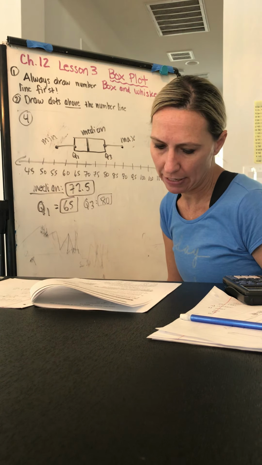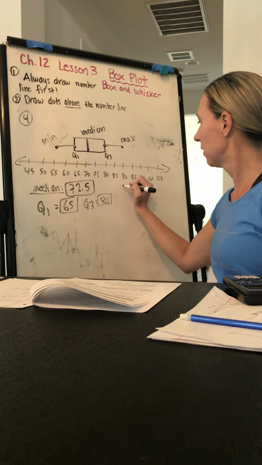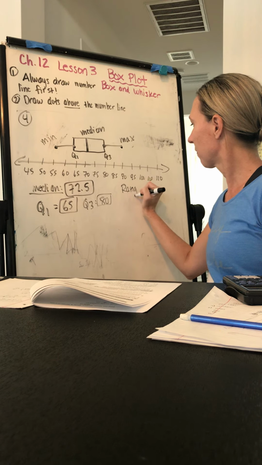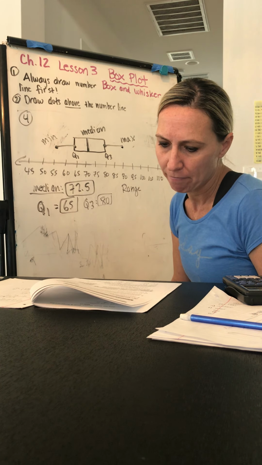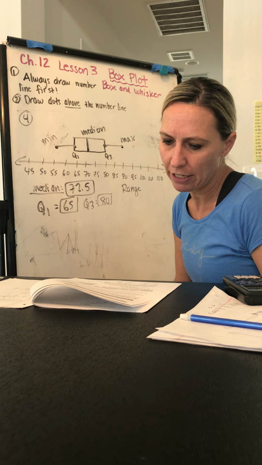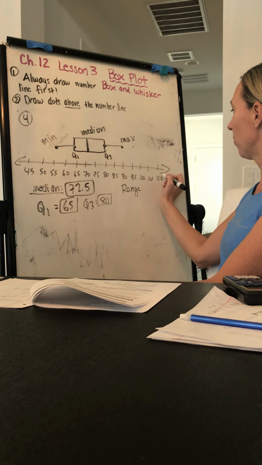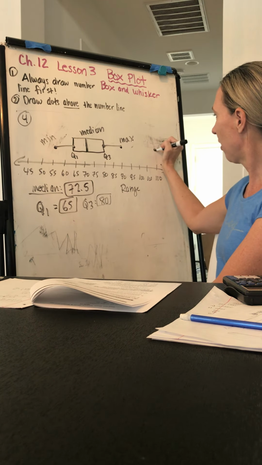Okay, and then let's find our range, the range of data. This actually, there's an outlier here. I just noticed that's all the way at 110. There's a dot right here.